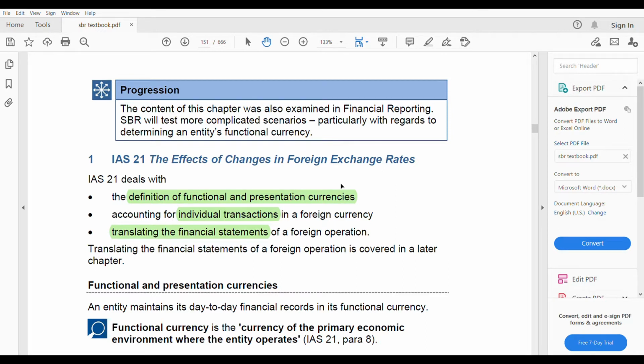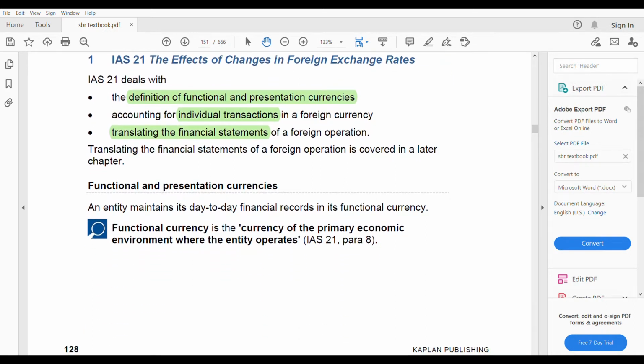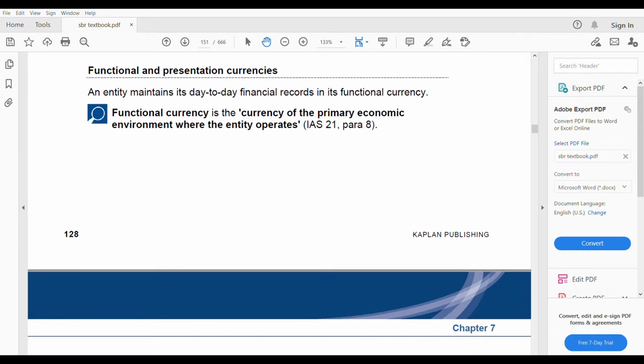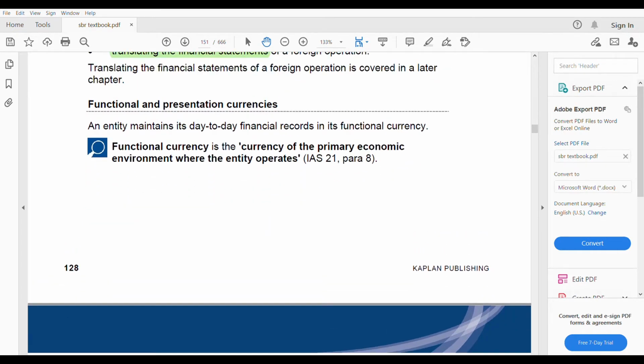Okay, next. So they have told that translating the financial statements of foreign operations is covered in a later chapter. That means not in this chapter. Okay, starting with functional and presentation currencies. Okay, what is functional currency? Definition, you have to memorize it.